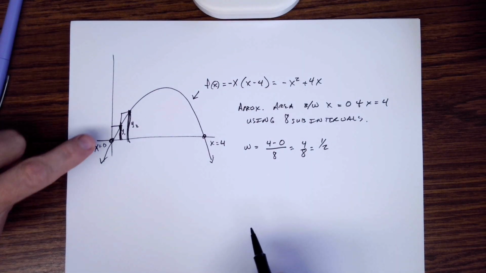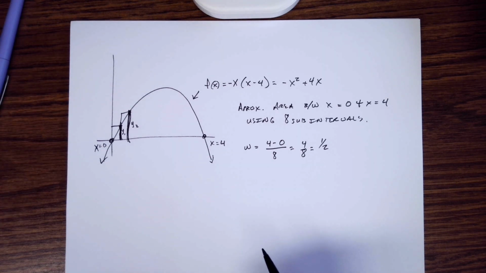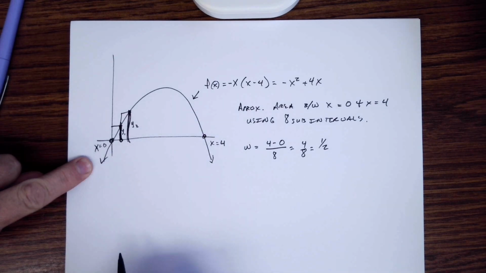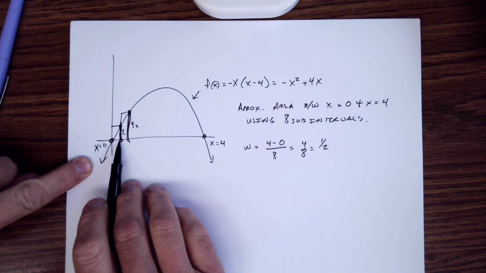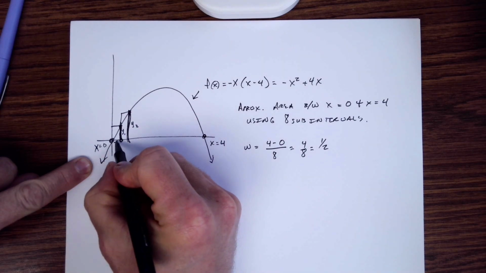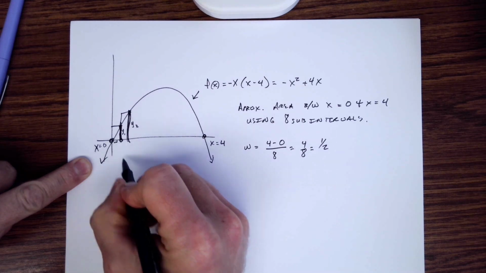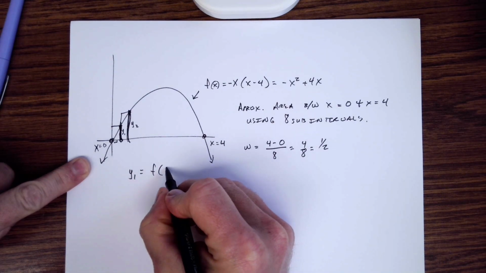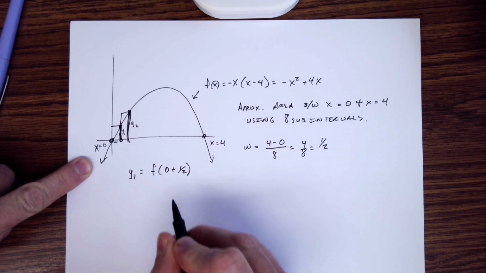Well, what I need in order to find the y values would be the x values. And the first thing that pops in your head maybe is, well, I don't know the x value right here. But we do know the start of the interval, and we do know the width. And at this point right here, we've moved over one width, right? So the x value for that first value, so y1 would be f of 0 plus 1/2, 1 width, right?